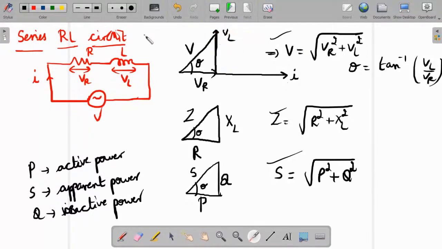Similarly, what about the resistor? In a resistor, voltage and current will be in phase, as we saw. So it will be in phase with the current. Joining these two, the resultant is nothing but our source voltage. Is it clear now?